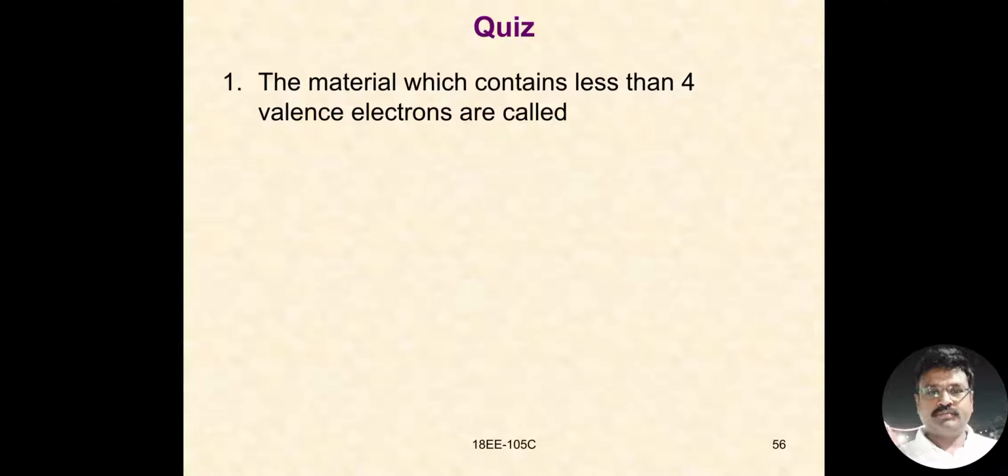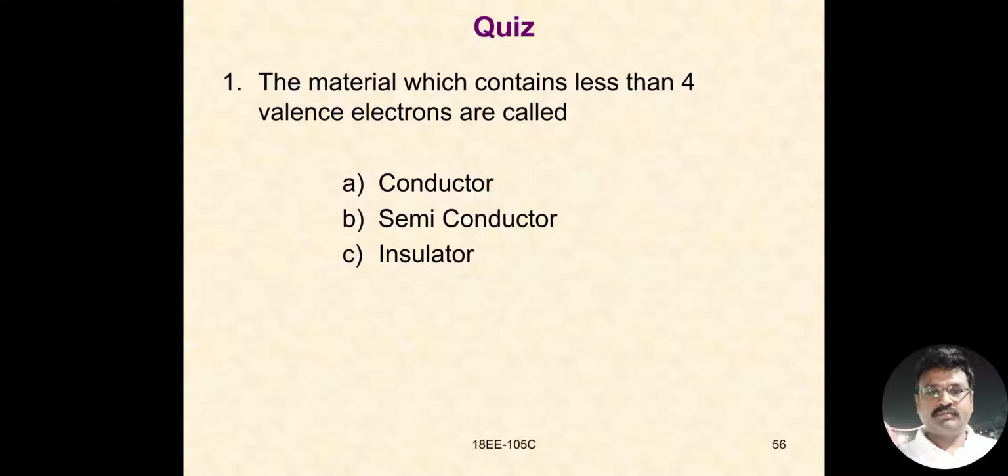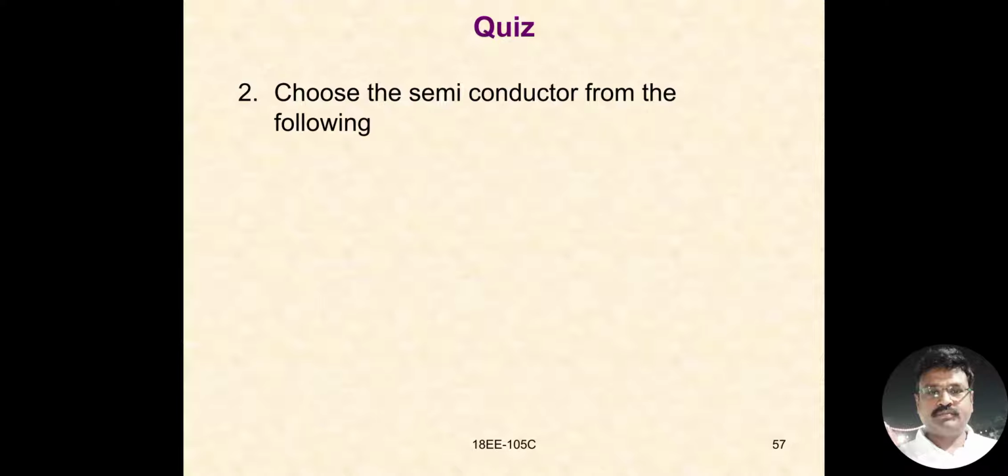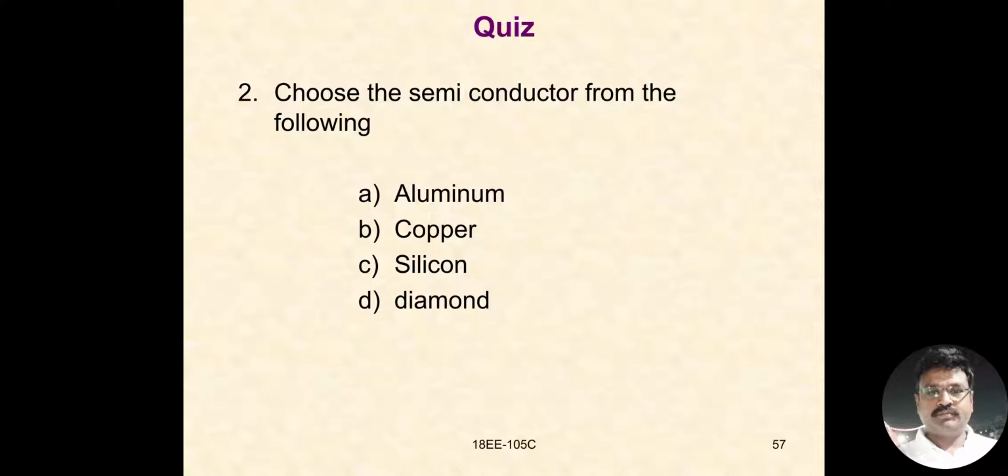Attempt the quiz. The material which contains less than 4 electrons is called: conductor, semiconductor, insulator, none. The right answer is conductor. Choose the semiconductor from the following: A. Aluminium, B. Copper, C. Silicon, D. Diamond. The semiconductor in the list is silicon.